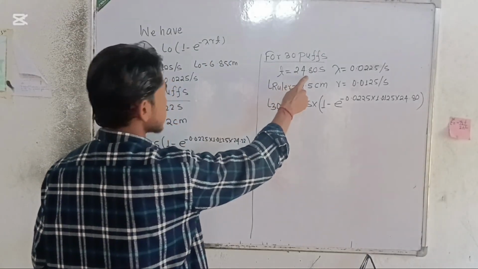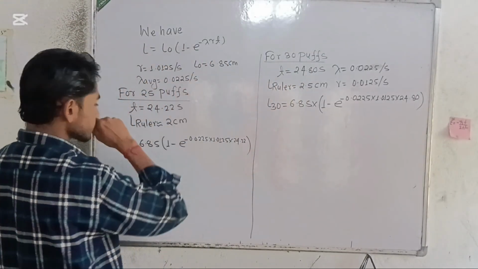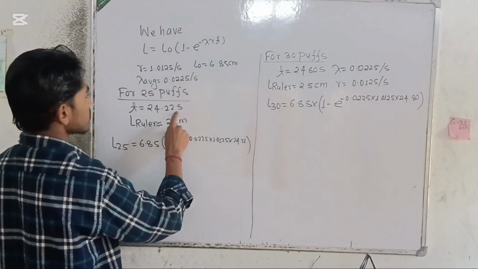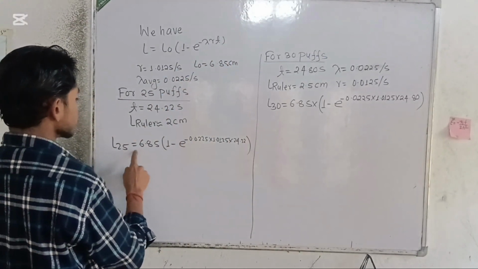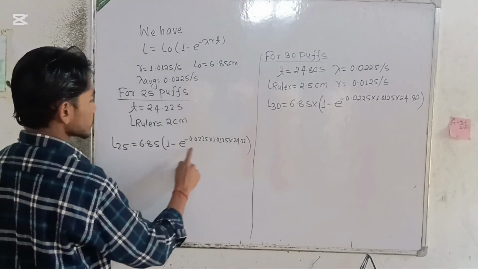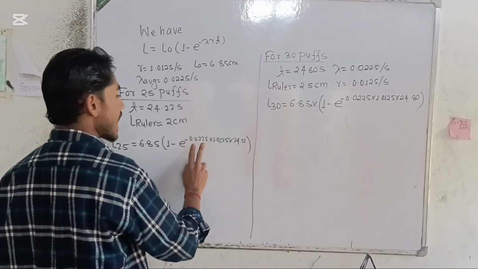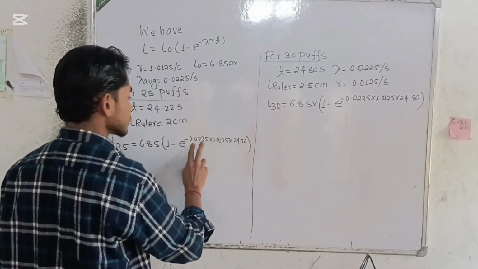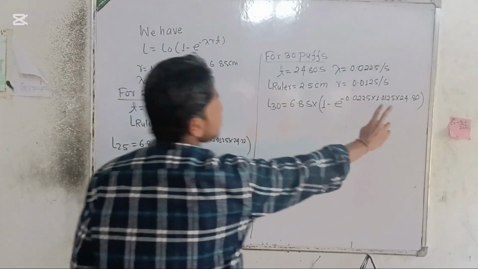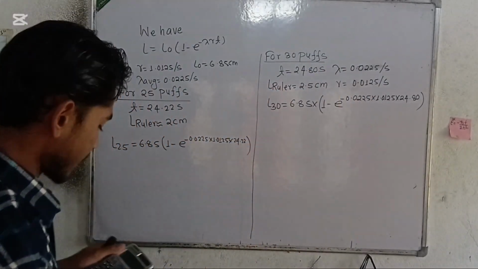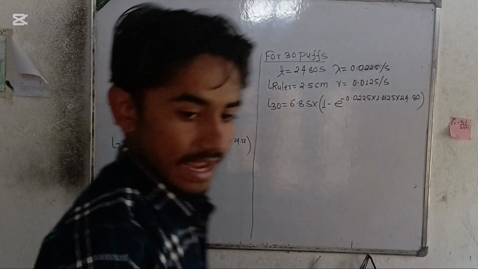Here it's different, and the time for 25 puffs is different. So the only thing we have to vary here is time. So what I had done for L25 is equal to 6.8 into 1 minus exponential of negative lambda, this is my R, sorry, this is my lambda, into R into time. So here also I have done the same thing, and I'm going to calculate whether it works or not.